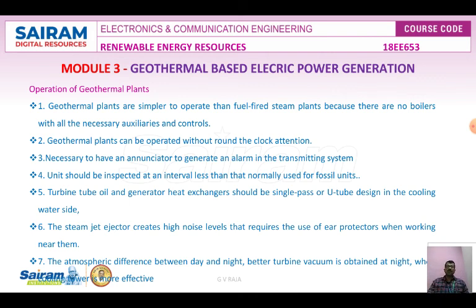Because of the atmospheric differences between day and night, better turbine vacuum is obtained at night, and the cooling tower is more effective. The rated generator load is carried during the day. The generator could be overloaded at night unless the unit is provided with a load limitation. So these are all the operations of the plant.